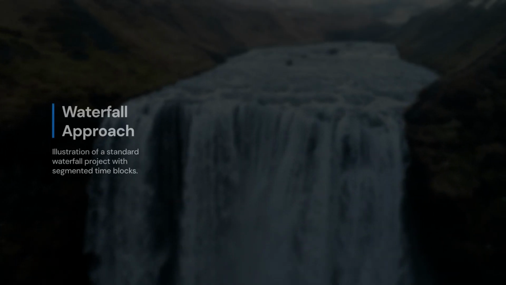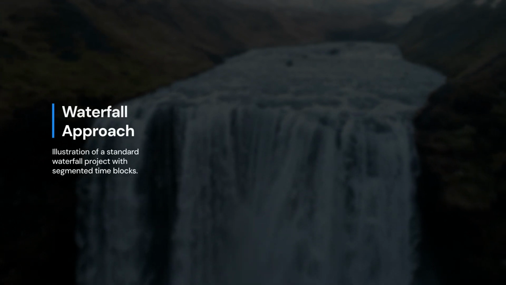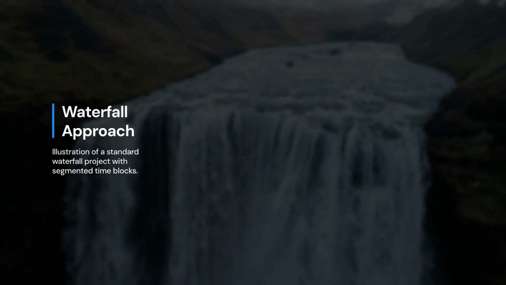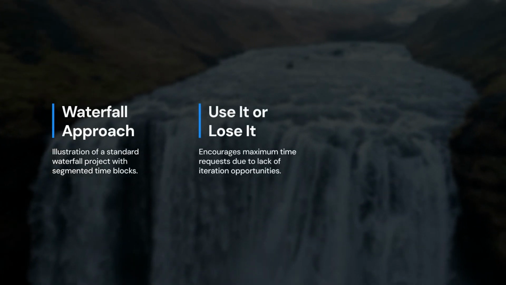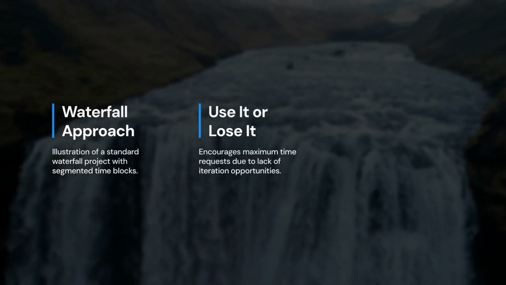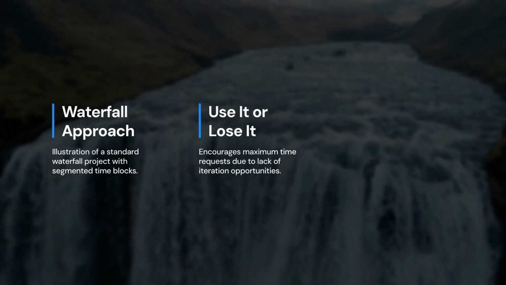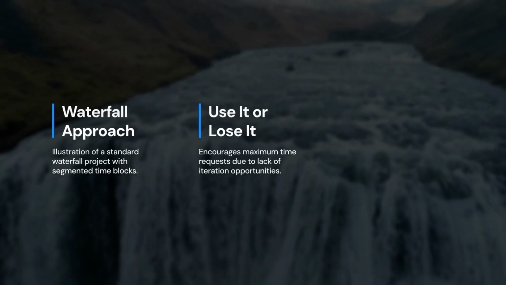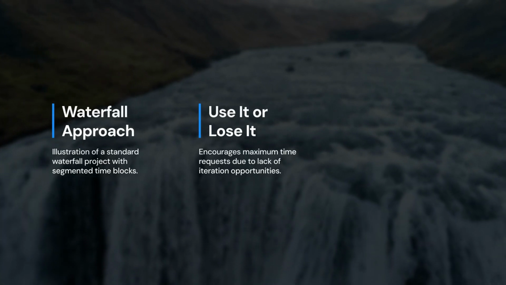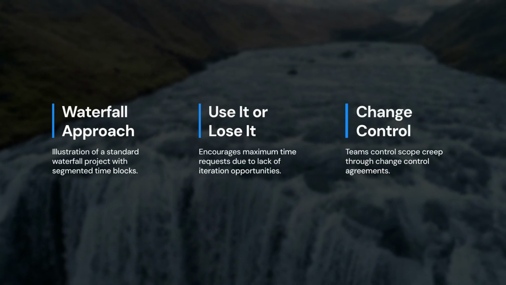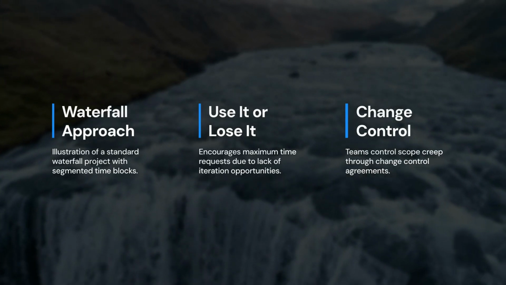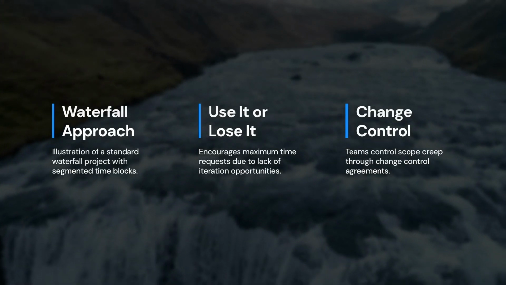Below is an illustration of a standard waterfall project with rigidly segmented blocks of time. This creates a use it or lose it mentality that encourages developers, product owners, and stakeholders to request as much time as possible in each time window, since there may be no opportunity to iterate in the future. Typically, teams using Waterfall try to control scope creep through change control, where everyone agrees the original contract is not changed.